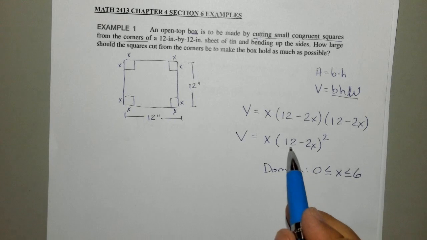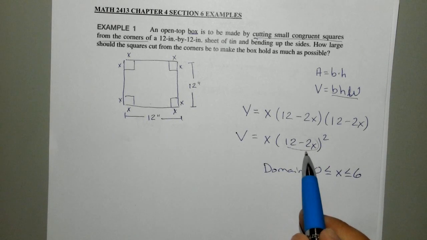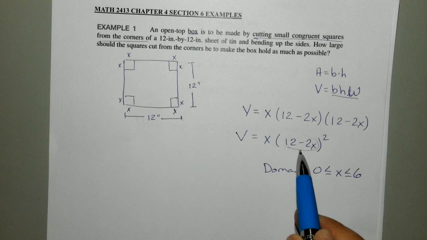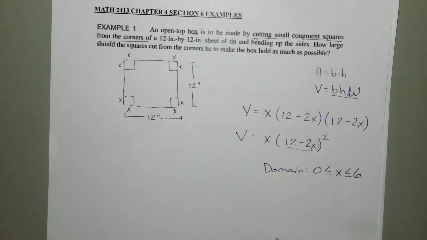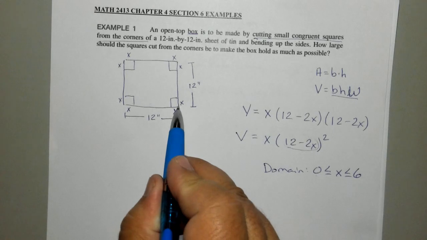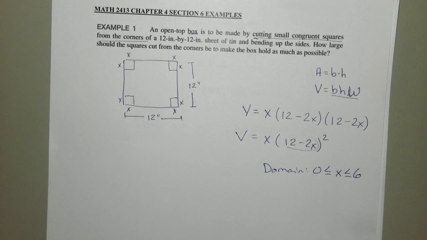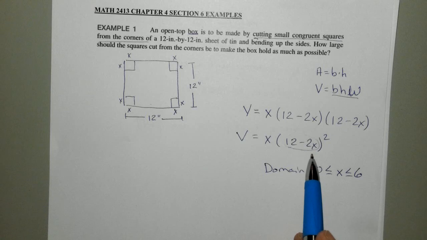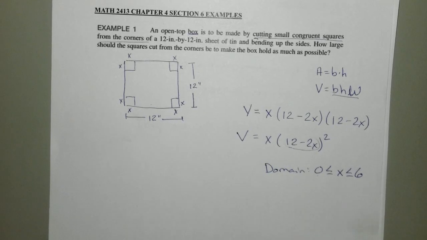Another way you could have done it is take this inside equation, 12 minus 2x, and solve for x. We know it could be 0 because, well, we don't have to have one. Now what do we do? We have the formula of our volume. We have the domain. We have the endpoints of our function. What do we do next?